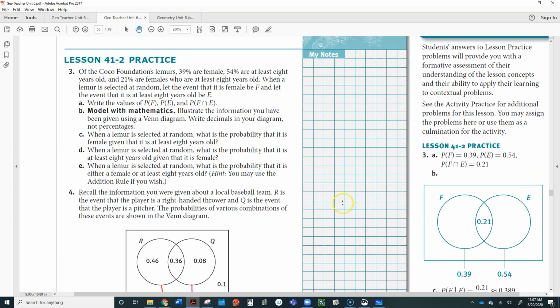Okay, so basically they give you the information right here. The probability of female is 0.39. And 54 are at least 8 years old. So they use E to stand for 8. So the probability that they're at least 8 is 0.54. They just move the decimal. And then 21 of them are females who are at least 8 years old. That means they're female and they're 8 years old. So that one was also given. That's 21%. Okay. Then they want us to put that in a Venn diagram.